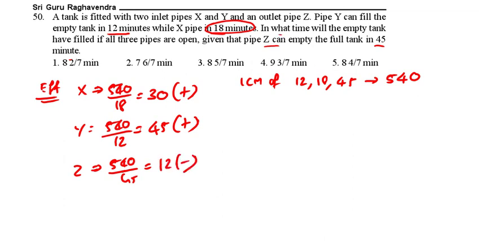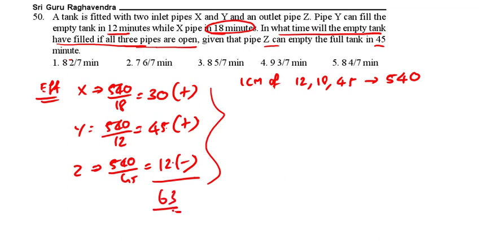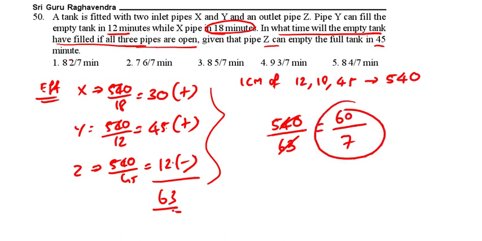Now, in what time will the empty tank be filled if all the pipes are open? 30 plus 45, 75. 75 minus 12, that is 63. Total tank is 540 by 63. Now I can divide with 9. 9 sevens, 9 60. So we get 60 by 7. That means 7 8 56, 4. So 8 4 by 7.